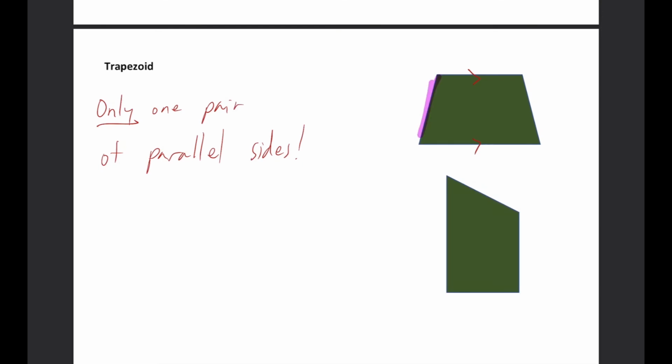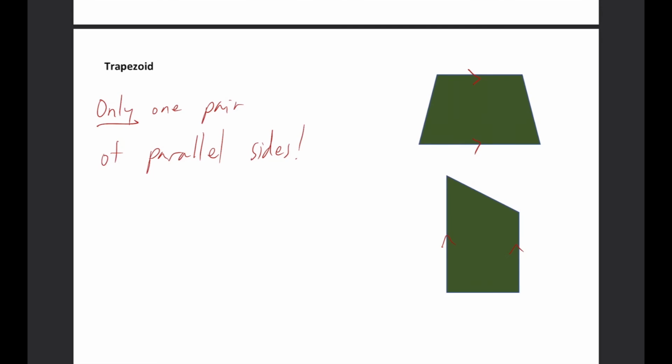Now it's important to notice that this side and this side are not parallel. So I only have one set of parallel sides. On this other trapezoid, let's look. Is that side parallel to that side? Nope. Is this one parallel to this? Oh, sure enough it is. So it's important to notice that I have one and only one pair of parallel sides.